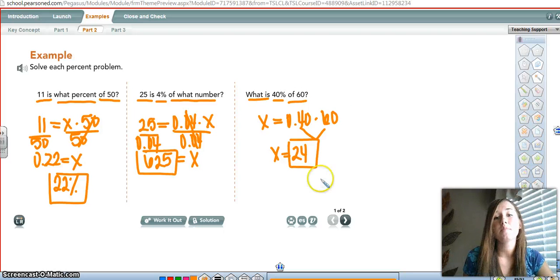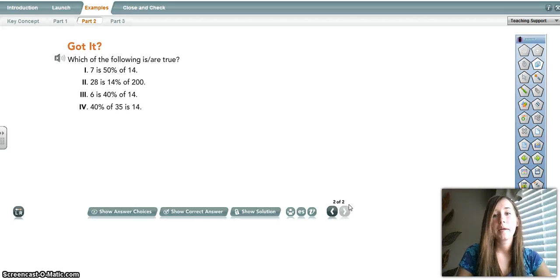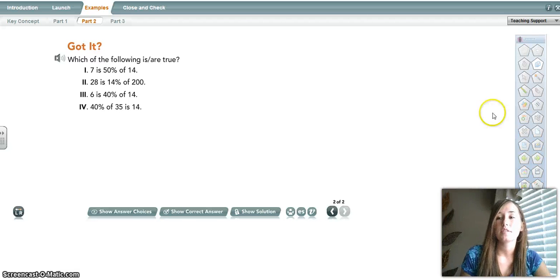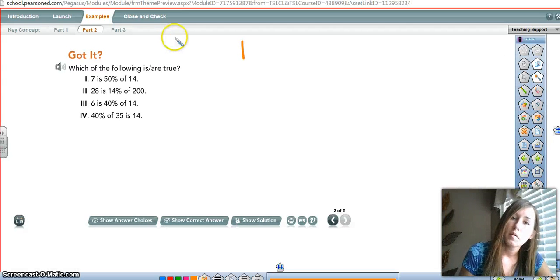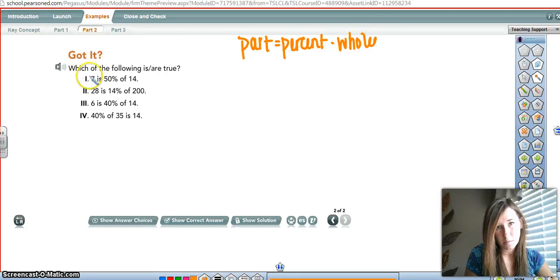Hopefully you're getting the hang of these problems. Let's try some more examples. Which of the following is true or are true? Now here we don't have any missing values. We just may have an incorrect statement. So remember that our equation says part equals percent times the whole. In the first one, 7 is 50% of 14.